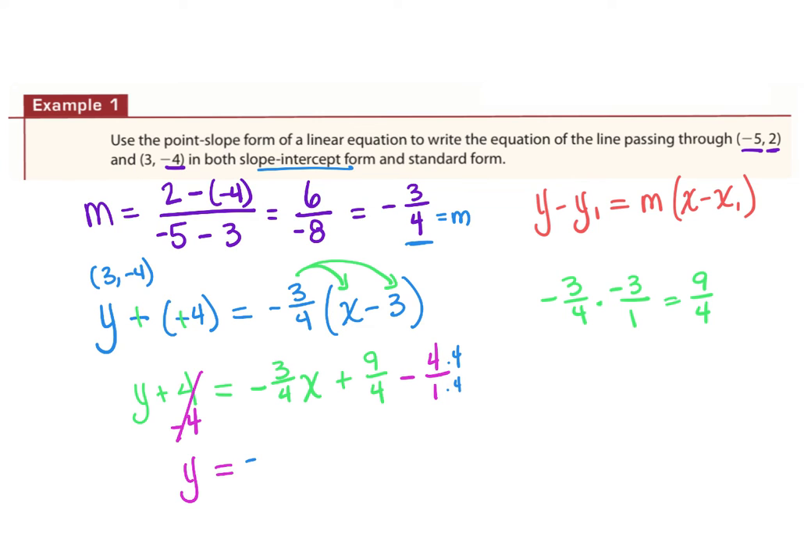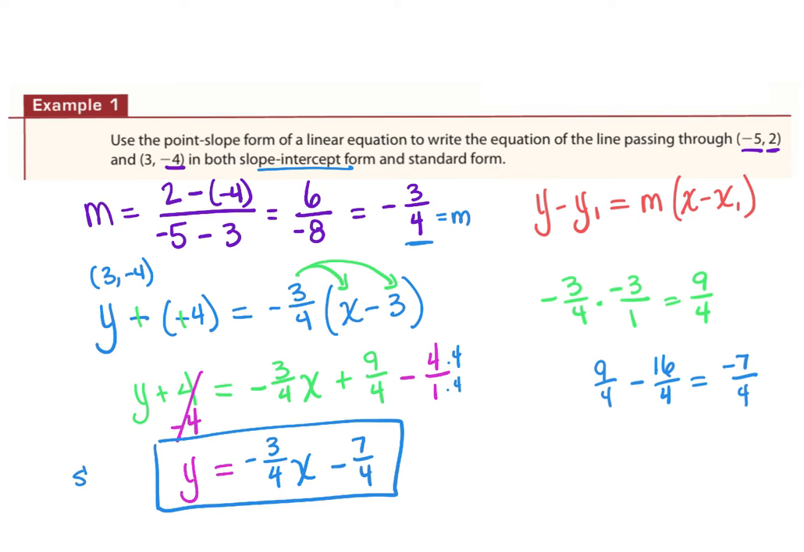So I have my -3/4 x. That's going to stay the same. I have 9/4 minus 16/4. What's 9 minus 16? Or 16 minus 9 is 7, and it's negative because the 16 was larger. So -7/4. So that's y equals -3/4 x minus 7/4. This is slope-intercept, right? Everybody see that slope-intercept? Yes? Slope-intercept, all right?